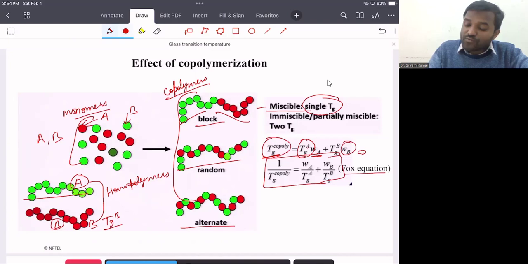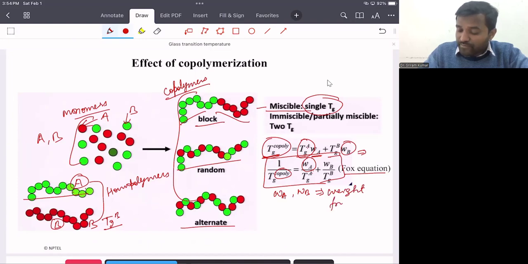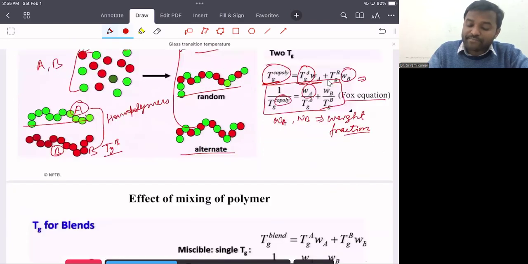And this is called the Fox equation, where we have 1 by Tg of the copolymer is equal to WA by TGA plus WB by TGB, where WA and WB are weight fractions, and TGA and TGB are the glass transition temperatures of A and B. So this is the effect of copolymerization.